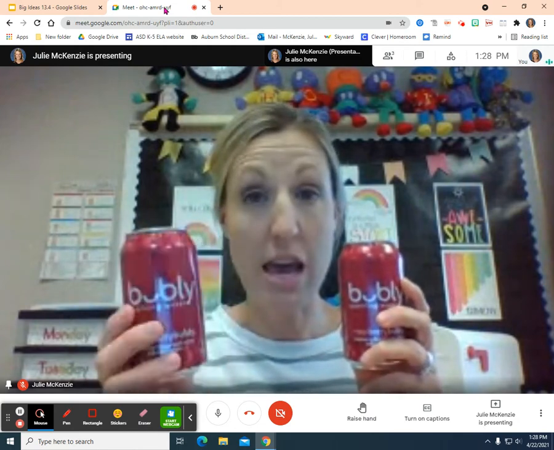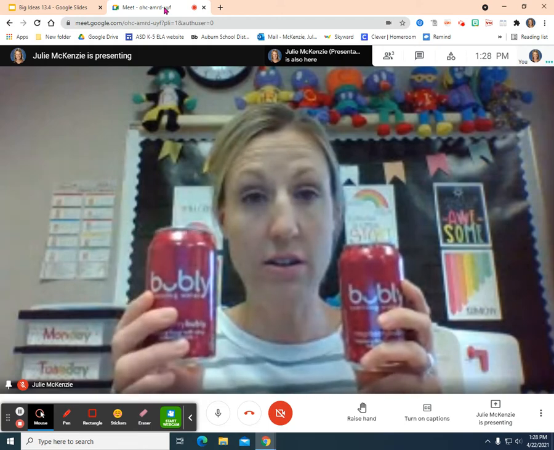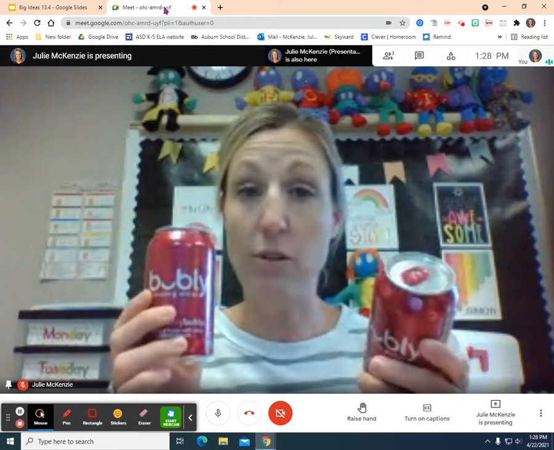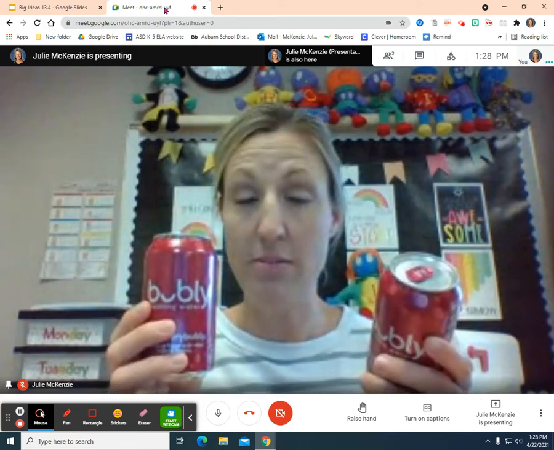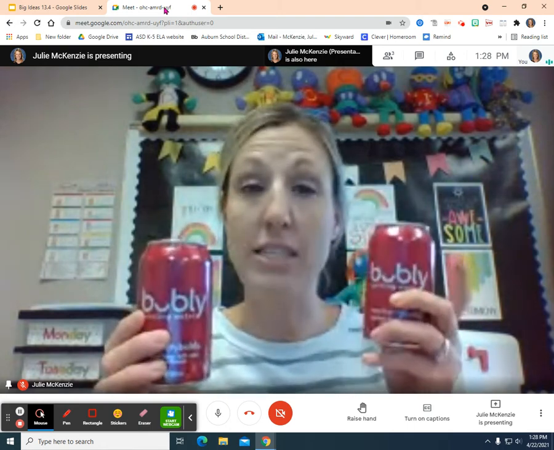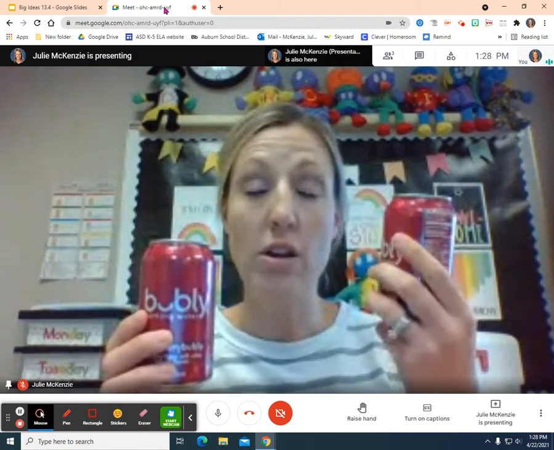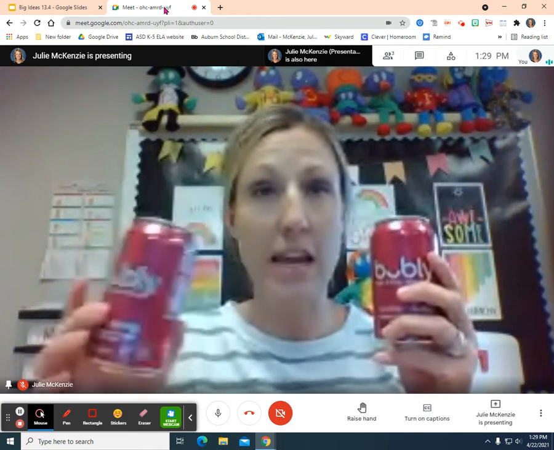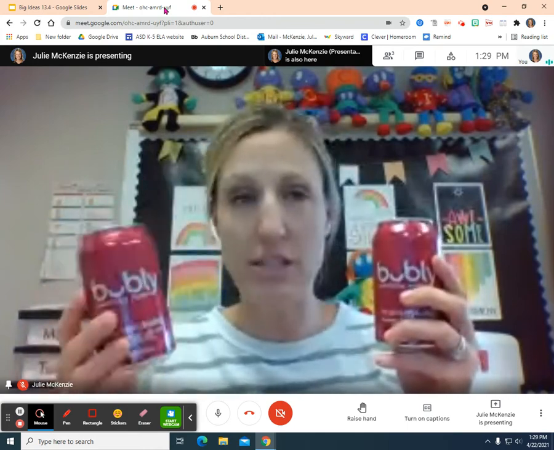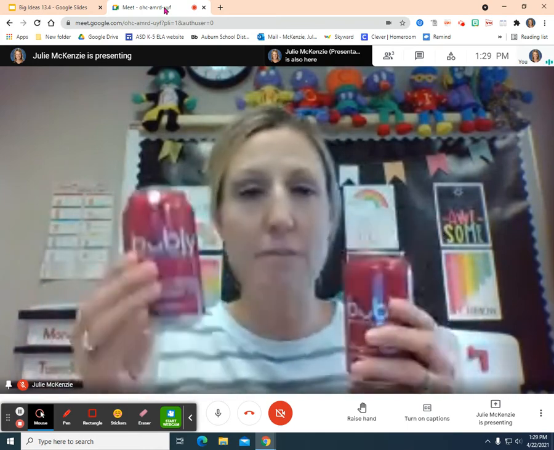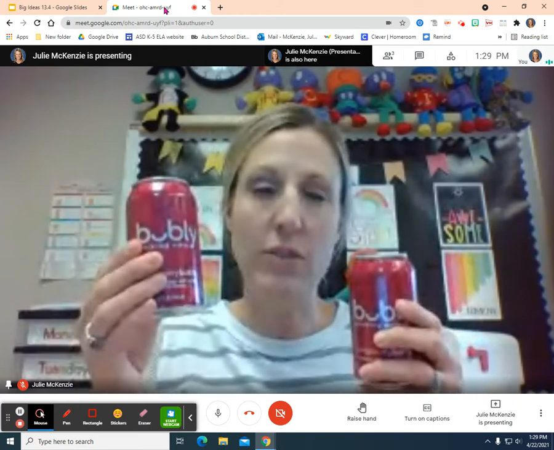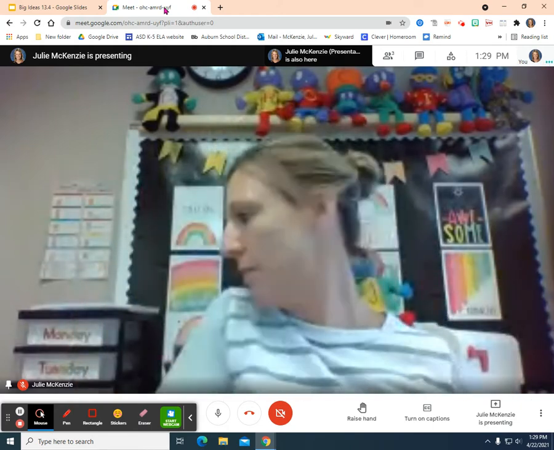Do you think the empty one is heavier? Or do you think the full one is heavier? The full one is heavier because it is still filled with all of the water inside. This is very light. There is nothing in here. It's empty, so it's much lighter. I can feel in my hands that the one that's full is heavier. All right, how about these?